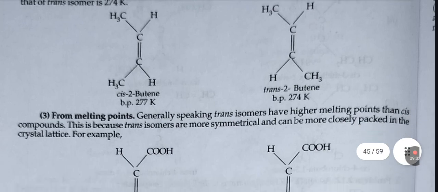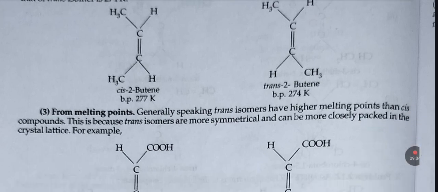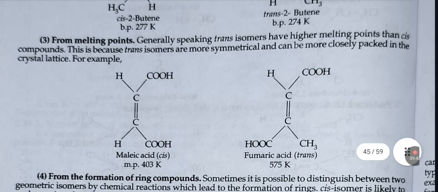Look at the structure of cis-2-butene, boiling point 277 Kelvin, and trans-2-butene, boiling point 274 Kelvin, as given. From melting point, generally speaking, trans isomers have higher melting points than cis isomers. This is because trans isomers are more symmetrical and can be more closely packed in the crystal structure.